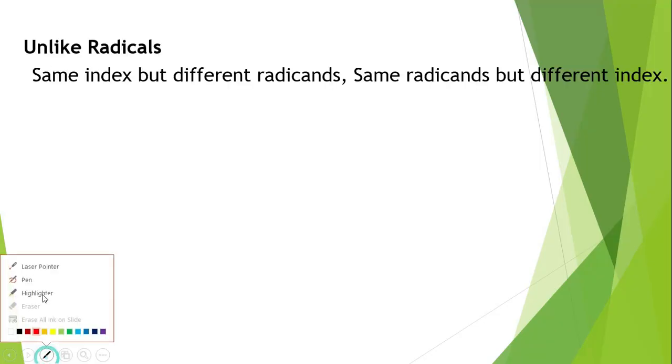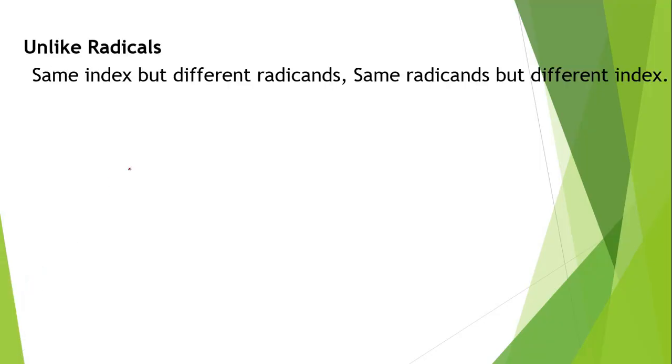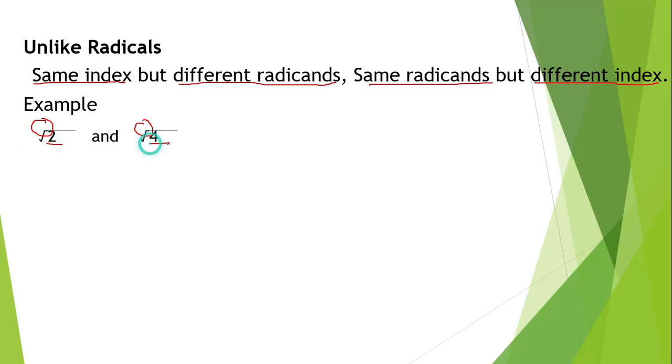Unlike radicals. Unlike radicals is yung same ang index but different radicands, or same radicands but different index. Example, square root of 2 and square root of 4. So as you can see, magkapareho ang kanilang index of the radicals but magkaiba ang kanilang radicands.